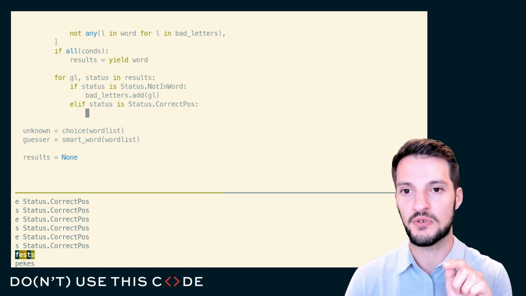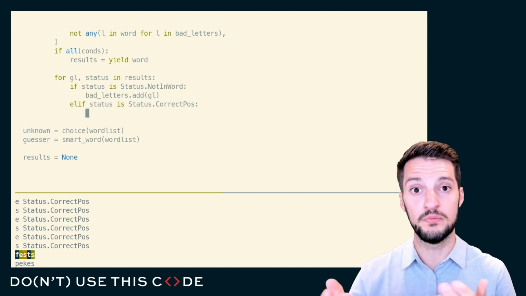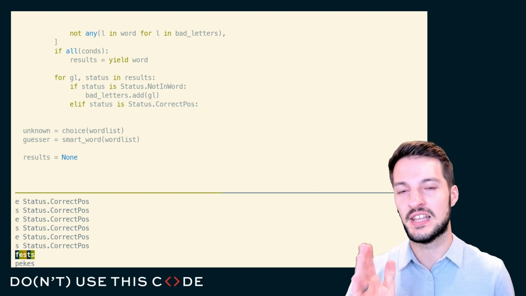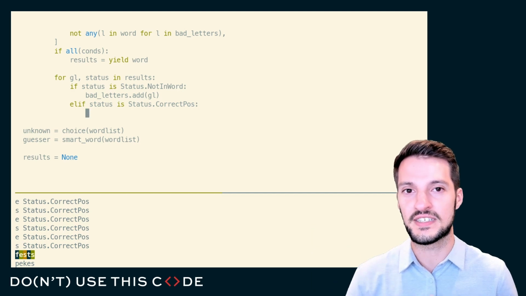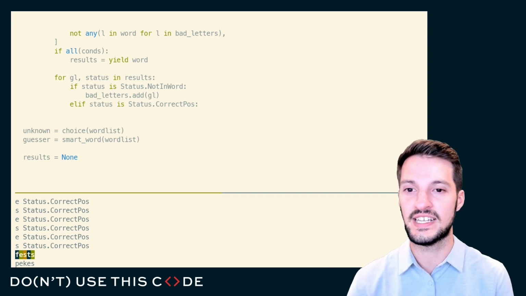So I need a way to pass both the position and the letter. And then I need to check, right, in my current guess, or what would be my current guess, is this letter in that specific spot? If it's not, skip this. This is not a good guess. If it is, then it becomes a valid candidate.